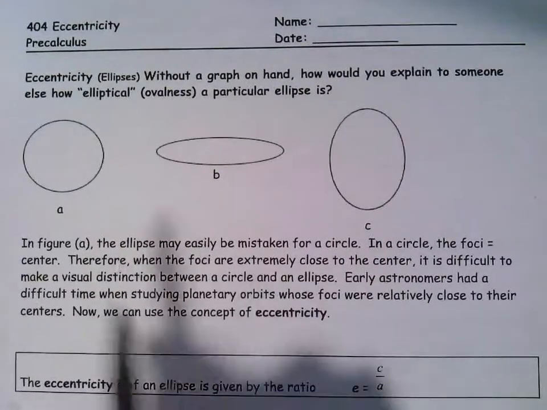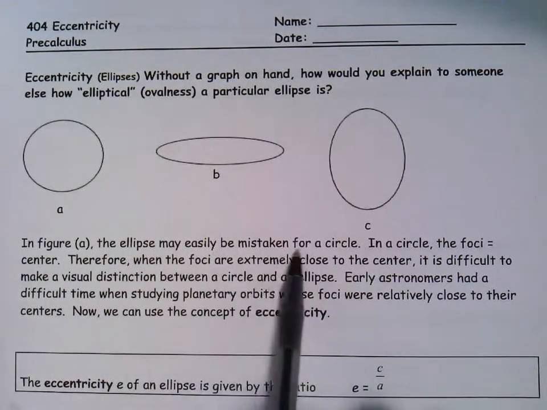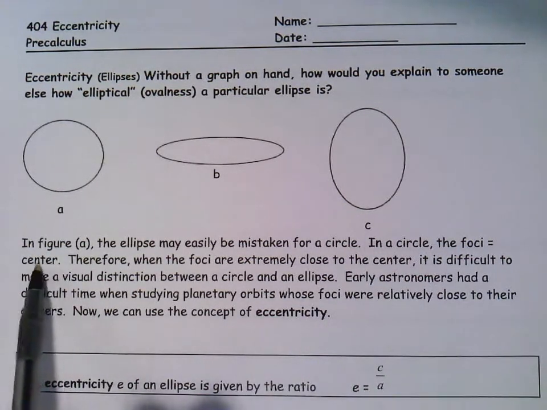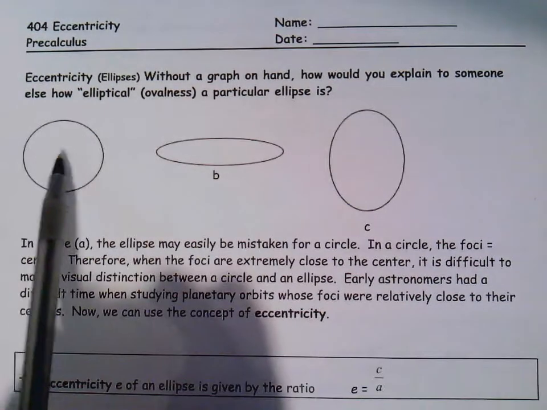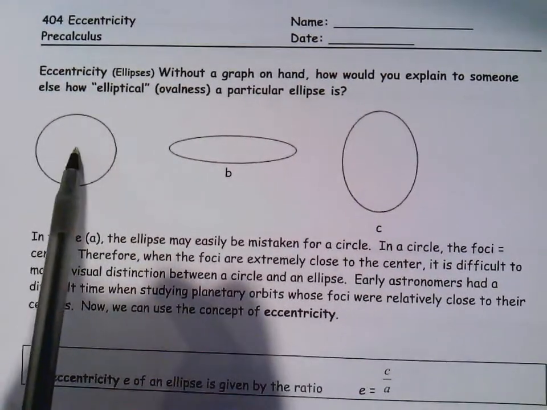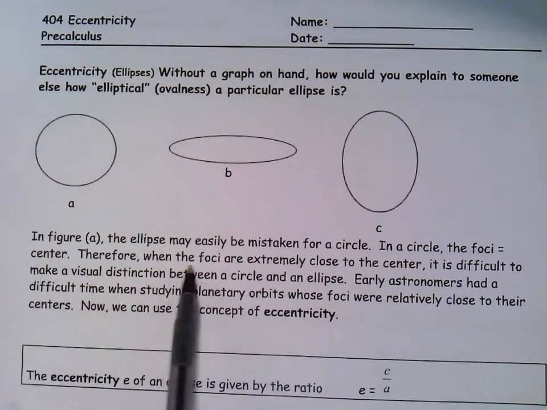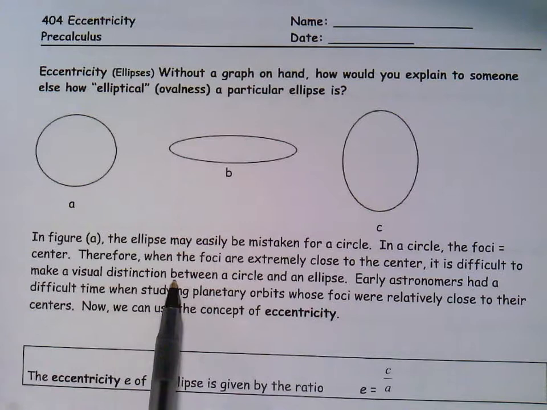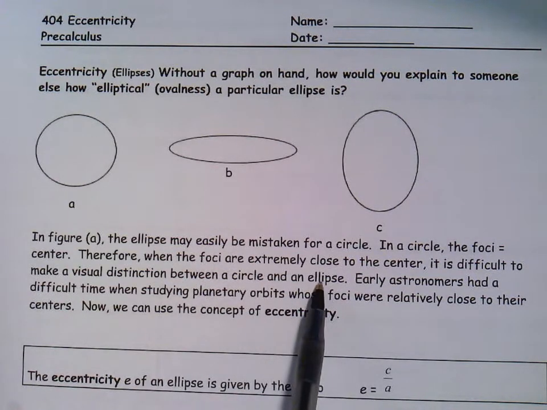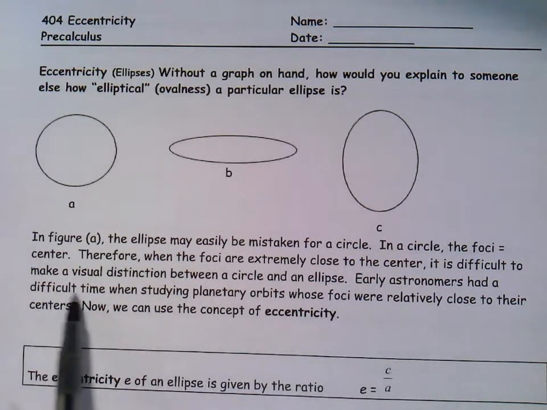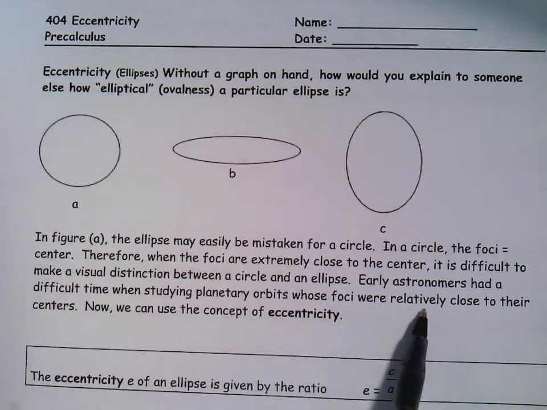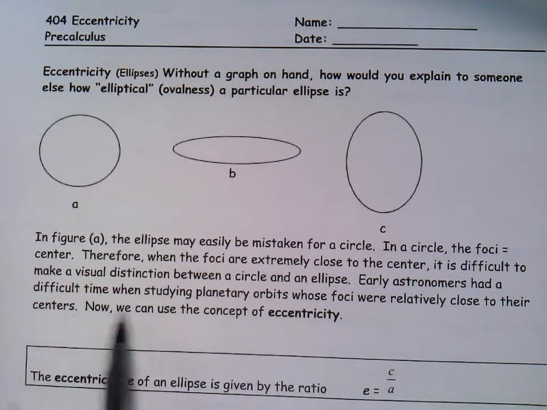It says in figure A, the ellipse might easily be mistaken for a circle. In a circle, the foci are equal to the center, right? Because in a circle, everything is equidistant from one center point. Therefore, when foci are extremely close to the center, it is difficult to make a visual distinction between a circle and an ellipse. Early astronomers had a difficult time when studying planetary orbits whose foci were relatively close to their centers. Now we use the concept of eccentricity.